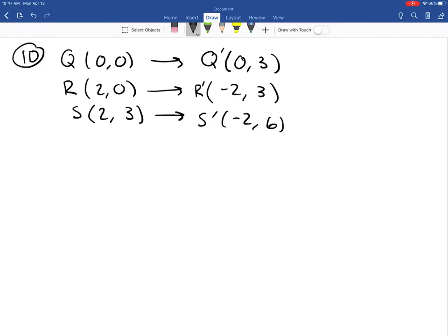So if we're translating 3 units up, that means we're adding 3 to the y. Well, here to here, yeah, we added 3. Here to here, we added 3. Good. Here to here, we added 3. And then it says reflecting in the y-axis. Well, reflection in the y-axis means the x changes signs. Changing 0 doesn't change anything. This went from positive to negative, positive to negative.